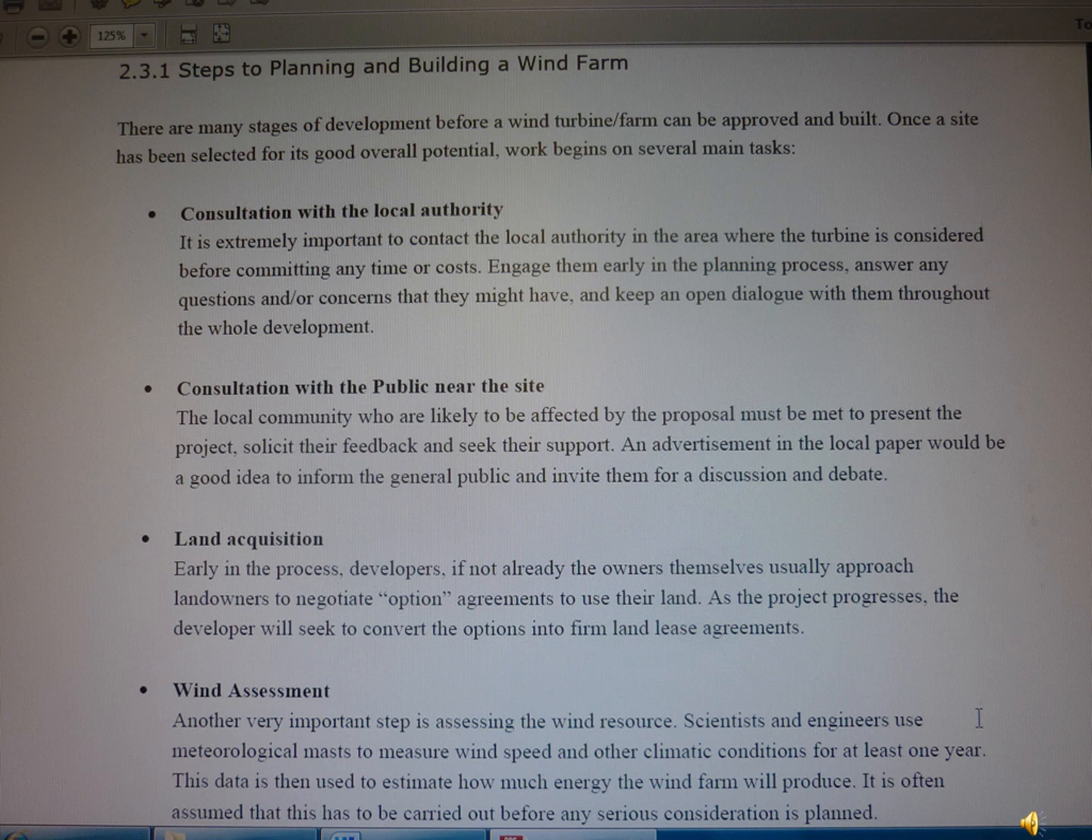The wind assessment. Another very important step is assessing the wind resource. Scientists and engineers use meteorological masts to measure the wind speed and other climate conditions for at least 1 year. The data is then used to estimate how much energy the wind farm will produce. It is often assumed that this has to be carried out before any serious consideration is made. Those are important steps for the planning and building of the wind farm.